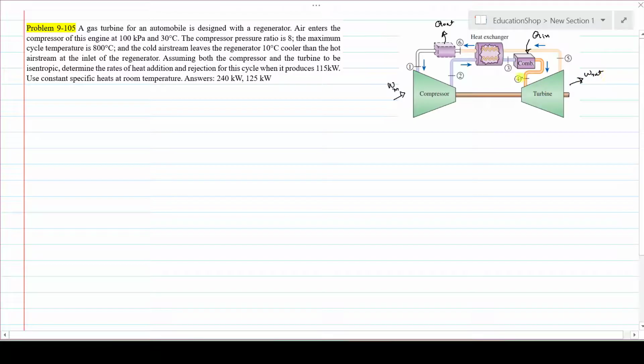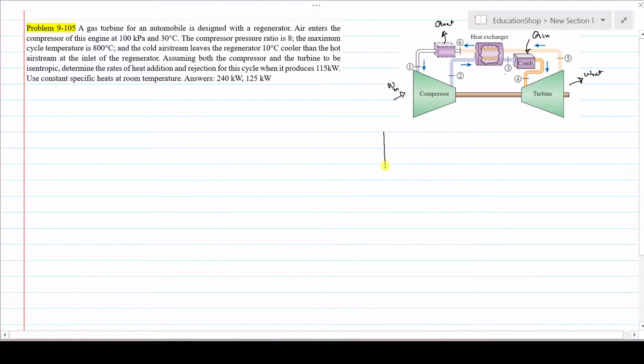Remember, at state 4, high temperature, high pressure gases are expanded in the turbine, which gives you the work output. The gases coming out of the turbine are sent to the heat exchanger, which is basically the regenerator, that delivers heat to the cool gases. Then process 6 to 1 rejects heat to the environment at constant pressure. This is the simple explanation of this regenerative gas turbine cycle. I hope you understand. If there is any confusion, you can ask in the comment section. Now let me draw the TS and PV diagrams of this gas turbine with regenerator.